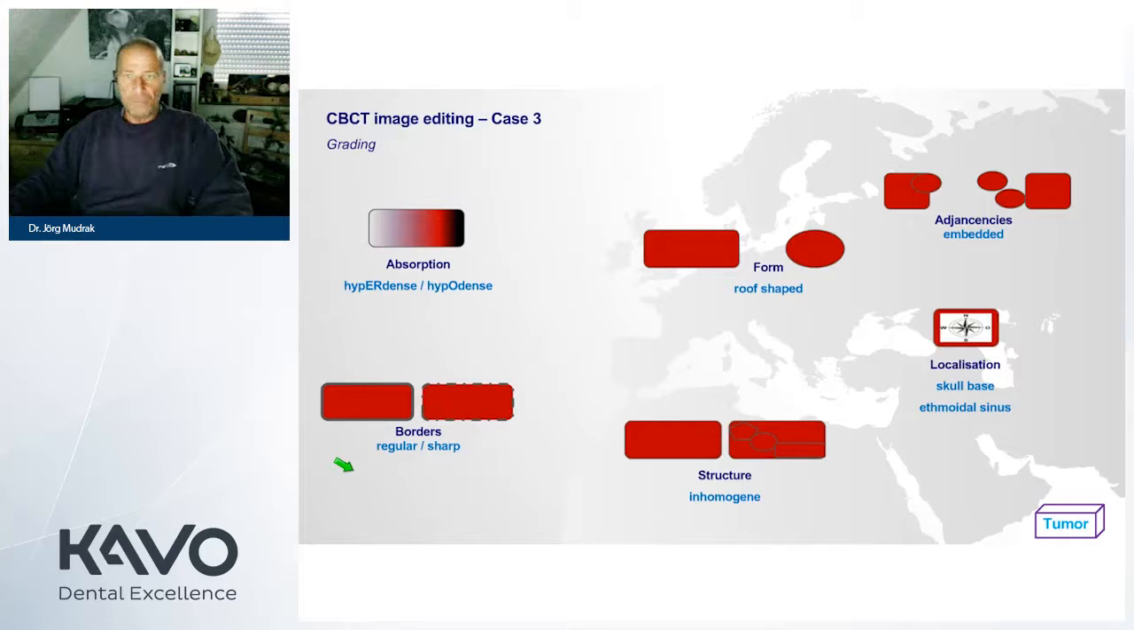All right, so this is what we sum up together. We have a hyperdense absorption. The borders are regular or sharp. It's an inhomogeneous structure. I named it roof shape, but it's up to you to call it differently. The neighboring structures: it's embedded. It's in the skull base, in the ethmoidal sinus, and some hint it's a kind of tumor.